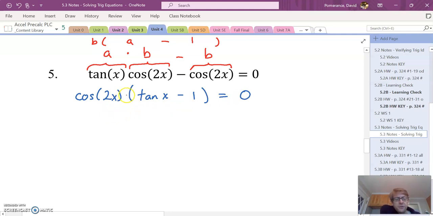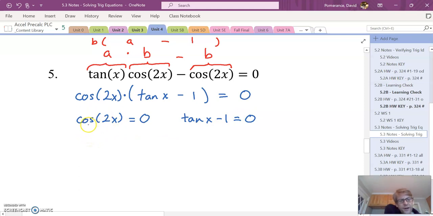So this is great news because now we have a factored version of the expression on the left side of the equation. Cosine of 2x is one factor, and tangent of x minus 1 is a second factor. And when you multiply those two factors together, you get 0. The only way that's possible to multiply two things together and get 0 is when one of those two things is 0. So either the cosine of 2x is equal to 0 or the tangent of x minus 1 is equal to 0. So now we've got two baby equations that we need to solve.